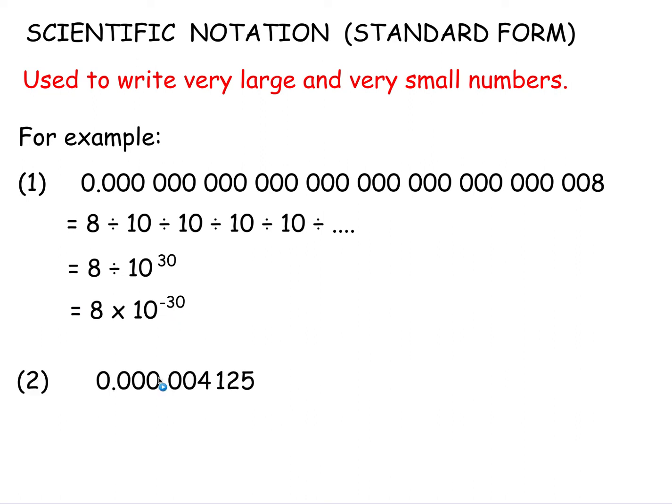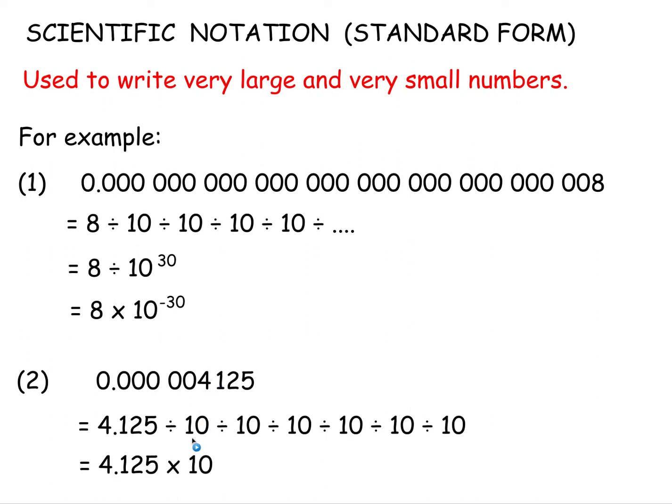Here's another example doing the same thing. If I want to shift that decimal point from where it is to after the 4 here, so it's 4.125, I have to divide by 10 6 times, because this decimal point has to jump 6 places to get there. So that's division by 10 to the power 6, which is the same as multiplying by 10 to the power negative 6. Again, you would go from the first line to the last line.